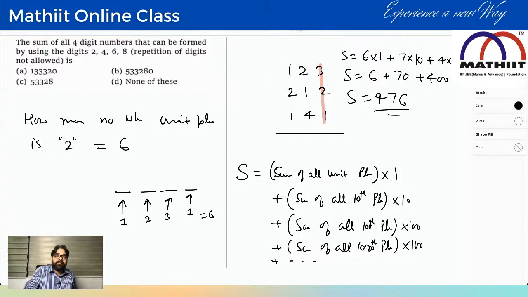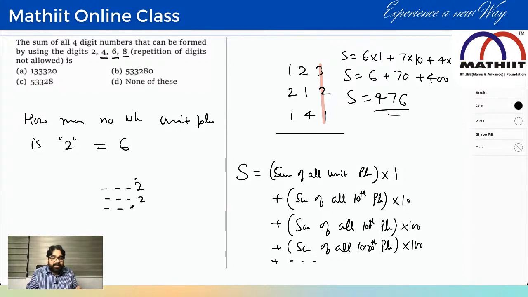How many numbers are there where the unit place will be 4, 6? Same logic. How many numbers where the unit place will be 6? 6 numbers. How many numbers where the unit place will be 8? 6 numbers. Means this 2 is coming how many times? 6 times. Same way, 4 also comes 6 times.